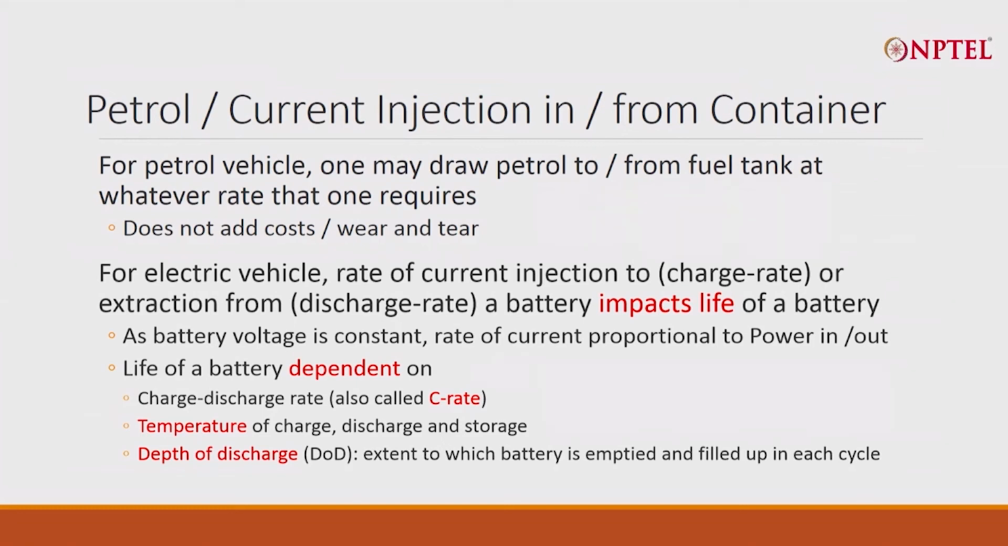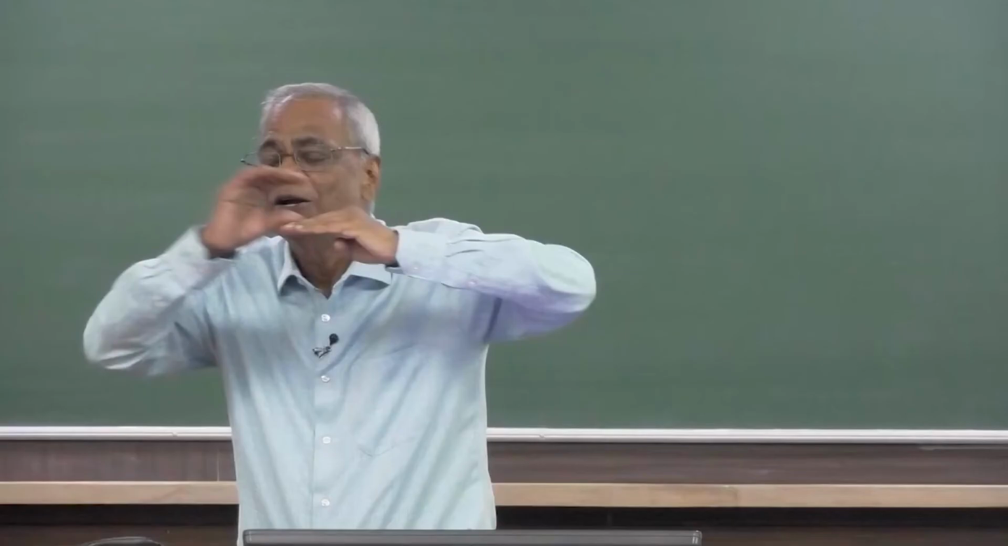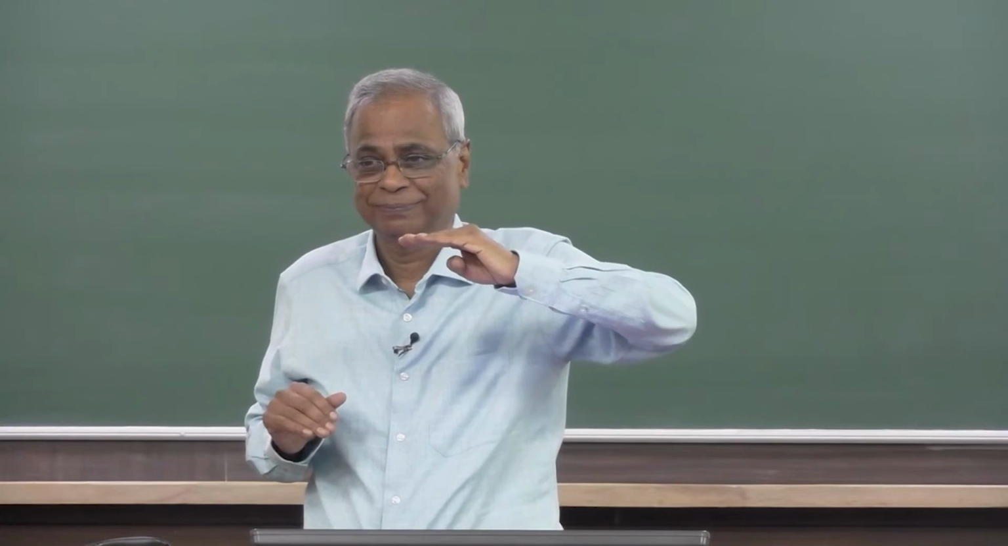Then there is something, it is a very peculiar thing. In a petrol vehicle you fill the petrol. In a battery if you fill it completely, life is not good. And that is measured by a parameter called depth of discharge. You do not fill it completely. Maybe you fill it up 85%, 90%. Do not fill it to the rim.